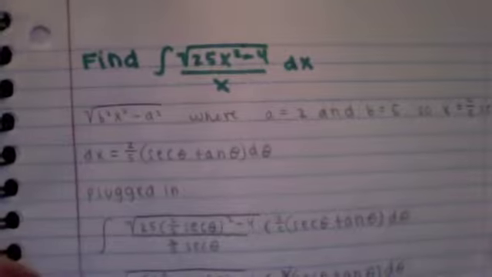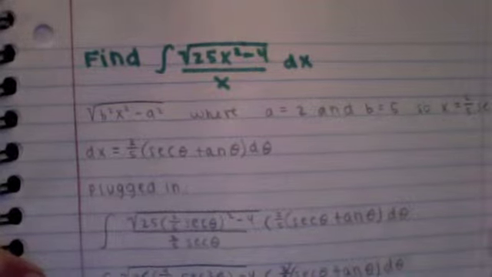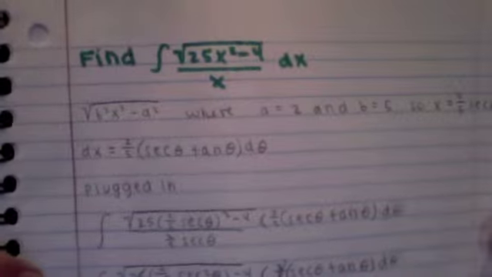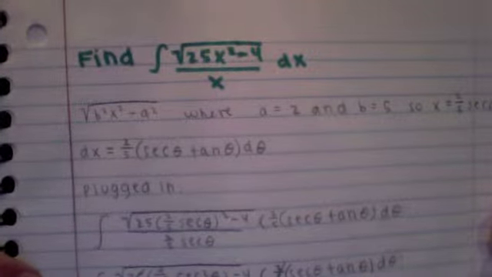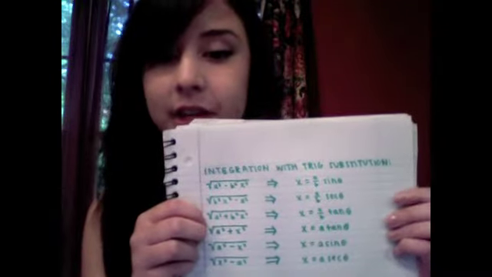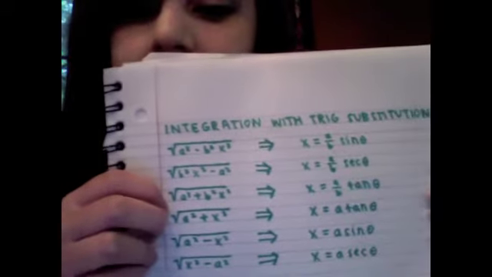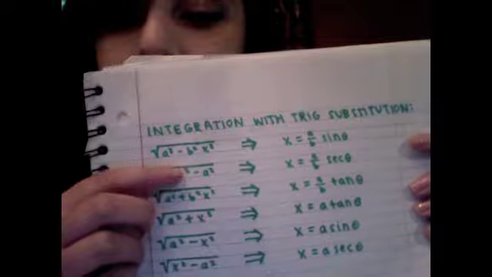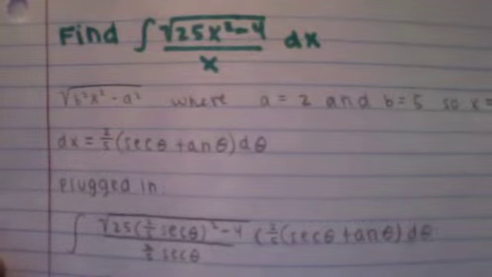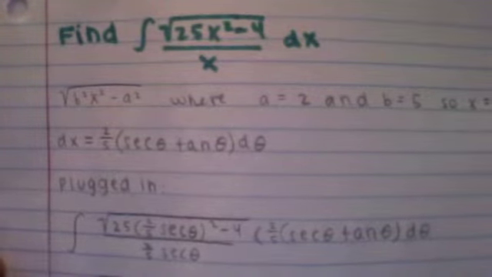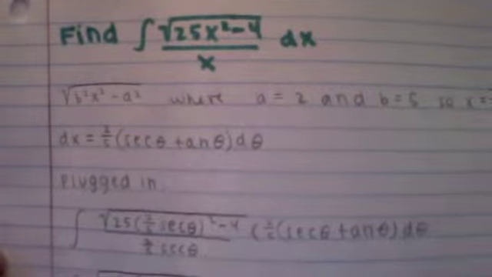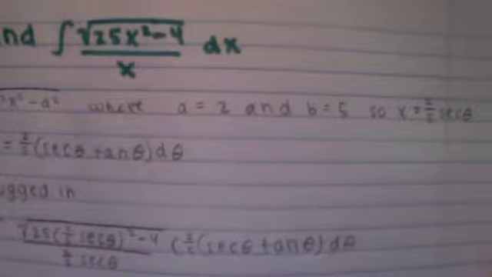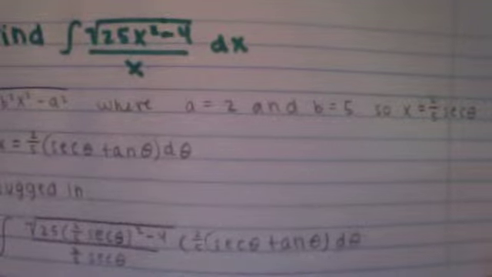And so the pattern continues, and we have a square root of an equation that contains x squared. So figure out which formula we would use for this one. Go back to the sheet, and we see that the second formula works out for this equation. Right there. So this time we use the square root of b squared times x squared minus a squared, where a equals 2 and b equals 5, so that x equals 2 over 5 secant theta.